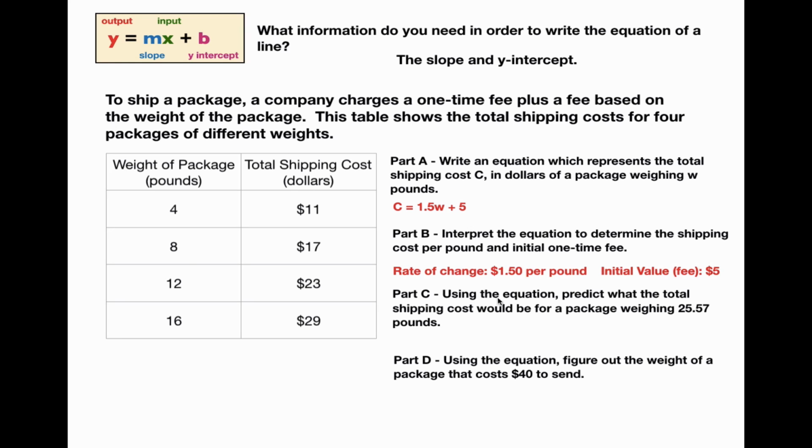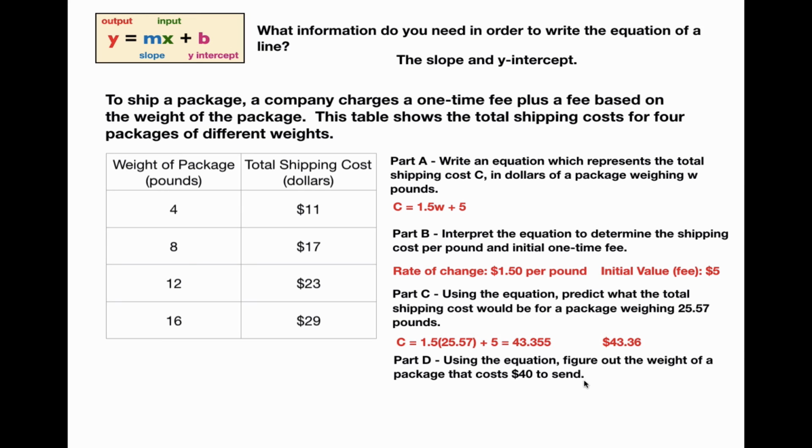All right, for part C, use the equation to predict the total shipping cost for a package weighing 25.57 pounds. This is a question about cost, and we're given a weight. So we're given an input value, and we're trying to find an output. So all we have to do is input our input and find our output. And that's exactly what you do. You input 25.57 pounds, and you calculate the total cost, which would be $43.355, or approximately $43.36.